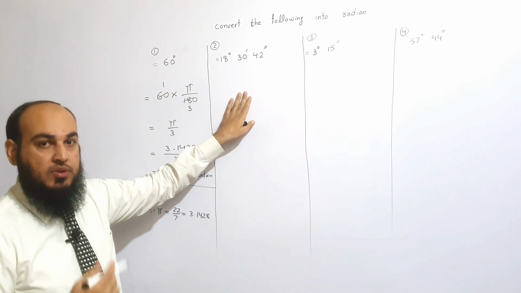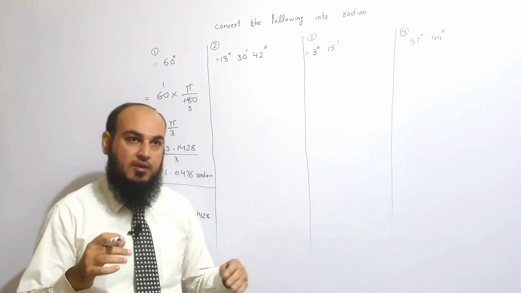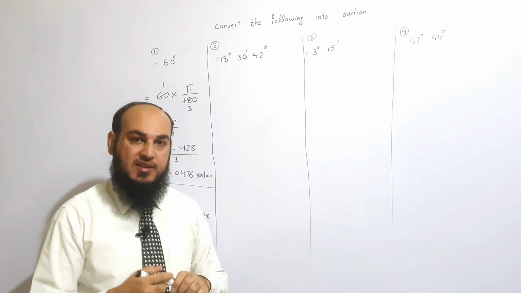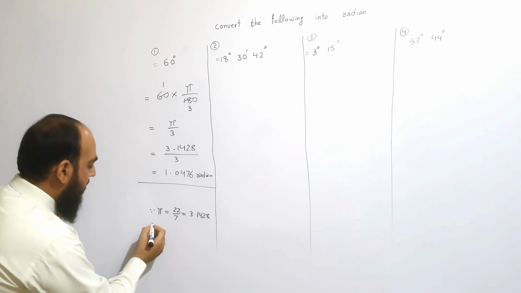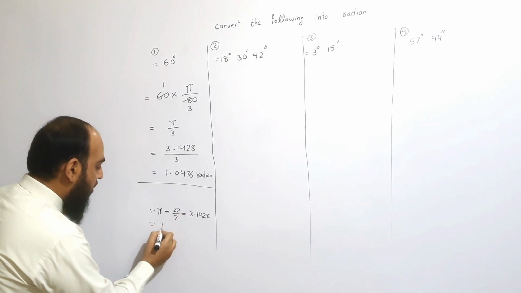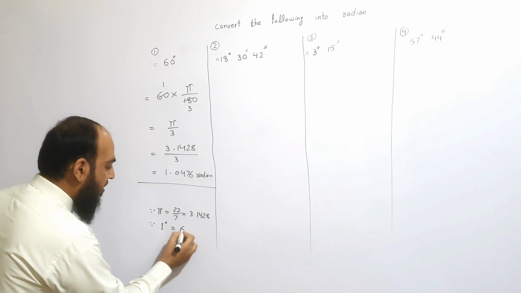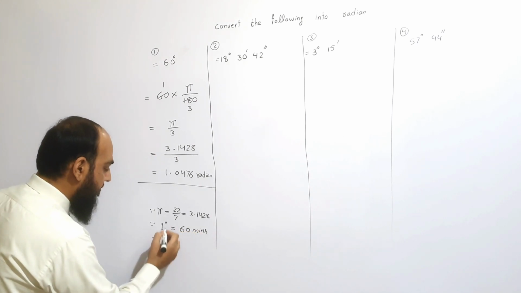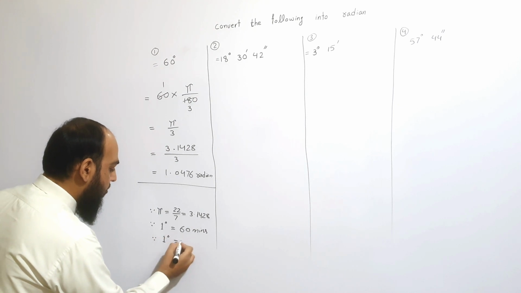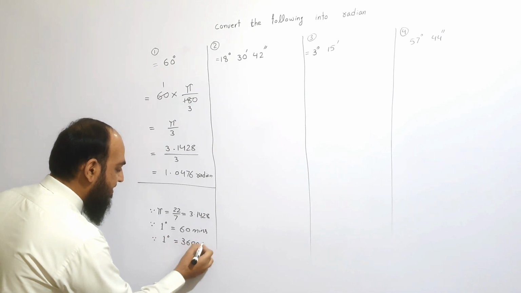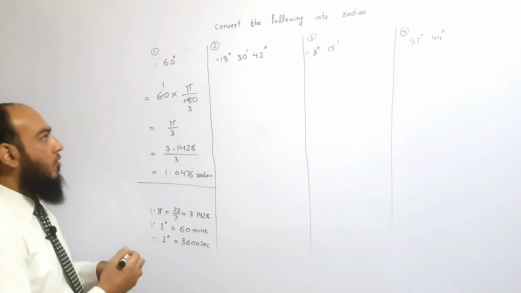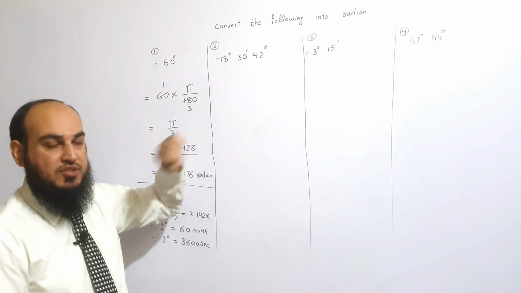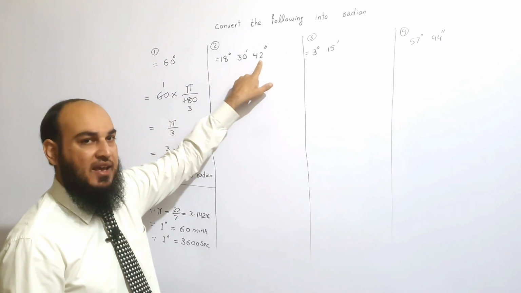Before we jump to the next question, you have to know that 1 degree has how many minutes and seconds. You have to know that 1 degree is equal to 60 minutes, and similarly 1 degree is equal to 3600 seconds. This question is also known as DMS. DMS means degree, minutes, seconds.